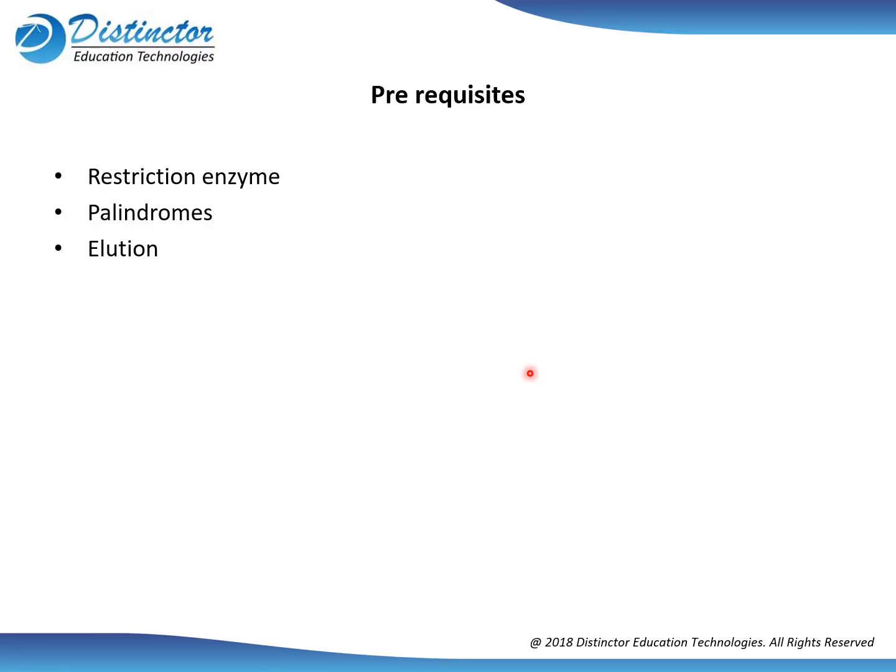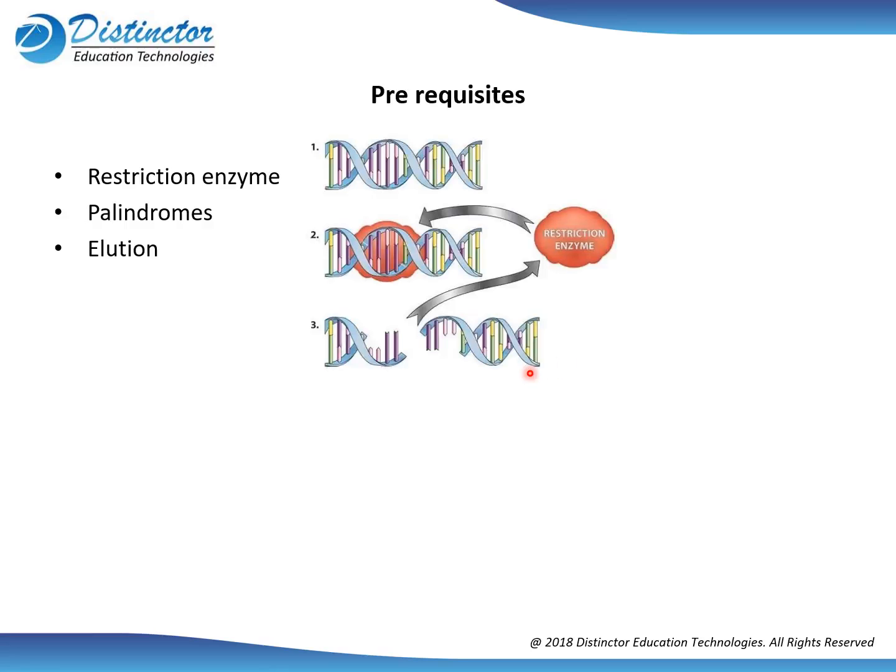The first one in the prerequisites is the restriction enzyme. The enzyme which is used to cut the DNA strand is called a restriction enzyme. Another name for a restriction enzyme is molecular scissors. We are going to study why they are called restriction enzymes in this KIMS.